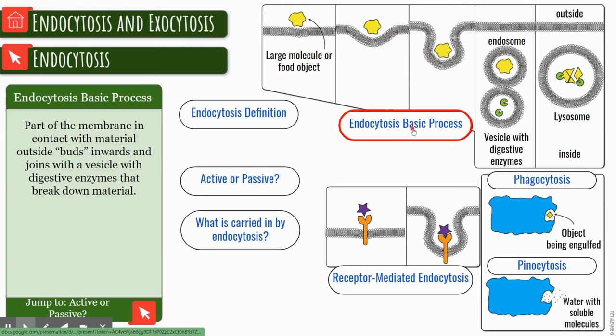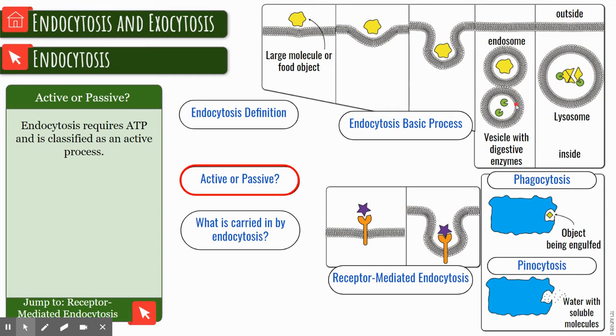So some basics here. You're going to see that there's a larger molecule that comes to the surface. You can see this little budding in, this bowing in. You form this little vesicle in here, and then it forms what's called an endosome, and then eventually those things are broken down by these digestive enzymes, and this is what forms a lysosome. So endocytosis does require ATP, so we would classify it as active transport.